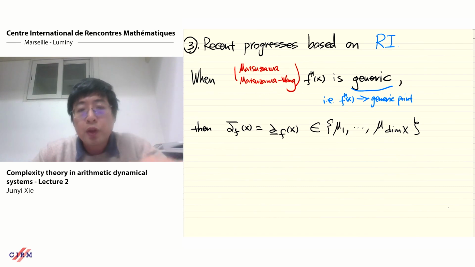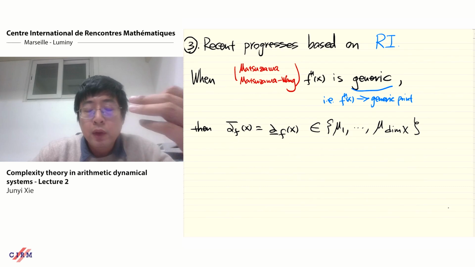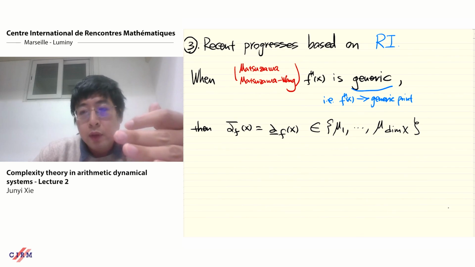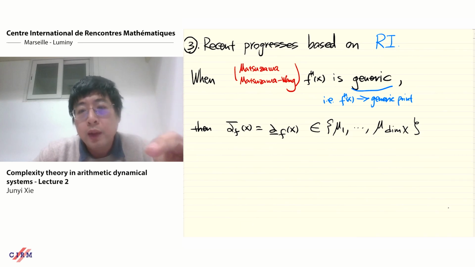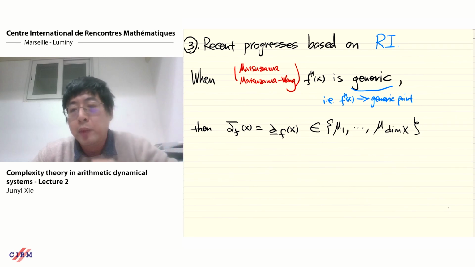then, if you assume the orbit is generic, the arithmetic degree is well defined. It means that the upper and the lower arithmetic degree are the same. Moreover, it is not only well defined, but its value is contained in a finite set, the set of Newton polygon exponents. So it's in the set mu_1 to mu_dimension X.